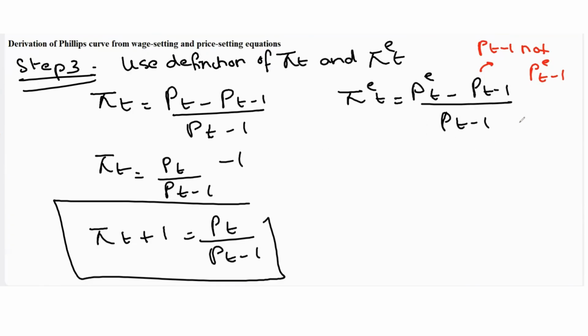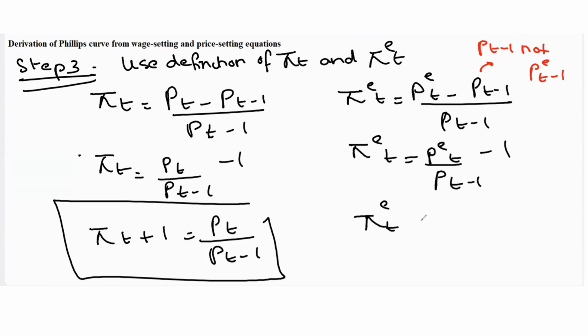We don't need to write P_t minus 1 with an expectation, because at time t, when you're forming an expectation for inflation at time t, you already know what the price level in t minus 1 is. Last year's price level is known, so you don't need to form an expectation for it. So expected inflation in year t would be just the expected price level in year t minus the price level of the previous period, which is known. So π^e_t is equal to P^e_t by P_t minus 1, minus 1.